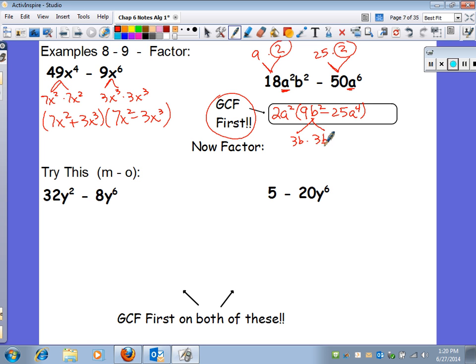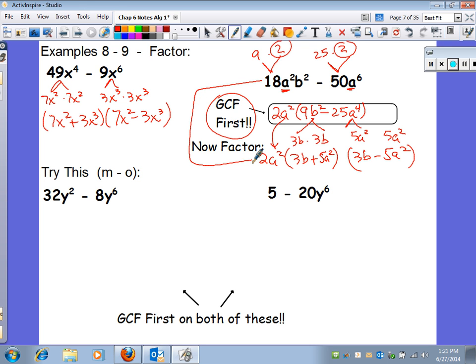3b times 3b, because that's a perfect square for 9b squared. Oops, not 25, over 5. Sorry, 5a squared times 5a squared would give me 25a to the 4th. So you could make your two parentheses, and you're going to get 3b plus 5a squared, 3b minus 5a squared, and you're going to need to bring down your GCF, 2a squared. So if I take this, I can break it all the way down into that.